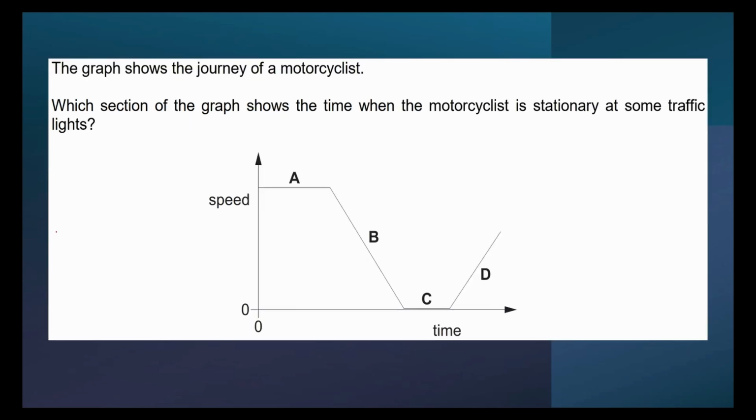Look at this one. We have here a graph, and what again is on the y-axis? It is the speed. So we are here describing what happens to the speed as time changes. In A, the speed is constant. In B, the object is decelerating. In C, it is touching the time axis. This means the speed is 0. In D, the object is accelerating.